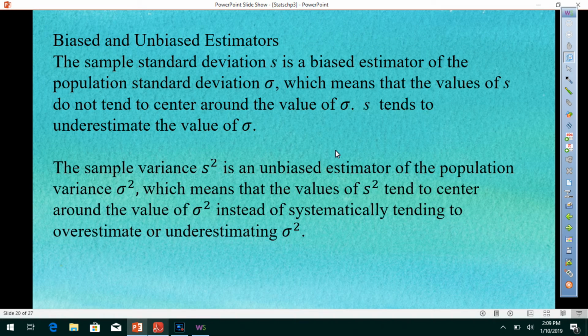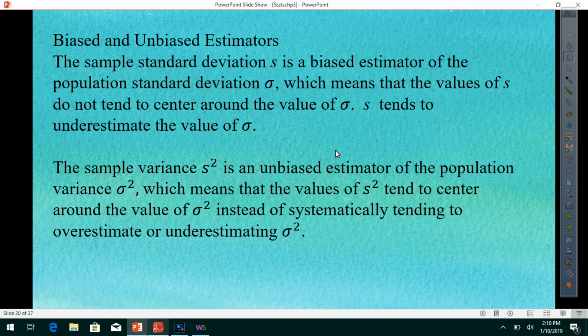Oh, biased and unbiased. That's right. Put this in your notes. The sample standard deviation S is a biased estimator of the population standard deviation, which means that the values of S do not tend to center around the value of sigma. S tends to underestimate the value of sigma. And it's even worse if you didn't do n-1.